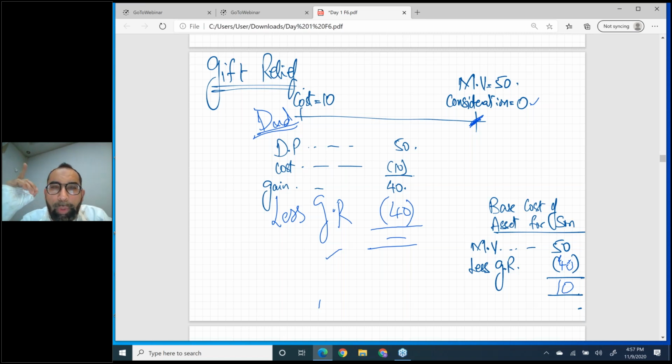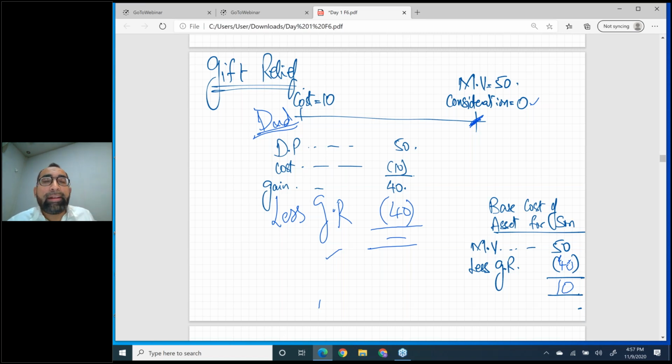Now, one quick recap. For example, in this case, this transaction was a pure gift. Why? Dad did not charge a single penny. Market value 50 and consideration 0. What if in the same question it is written that market value is 50 and dad sold the asset to son for 35?